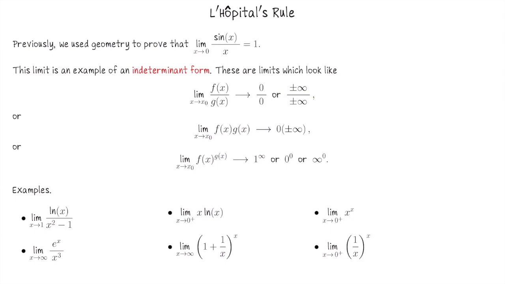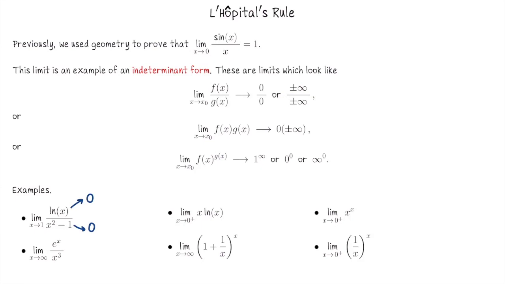As x approaches 1, natural log of x approaches natural log of 1, which means that the numerator is going to natural log of 1, which is 0. However, the denominator is also going to 0. As x goes to 1, x squared minus 1 goes to 0. So who wins? That's what L'Hopital's rule will allow us to determine.